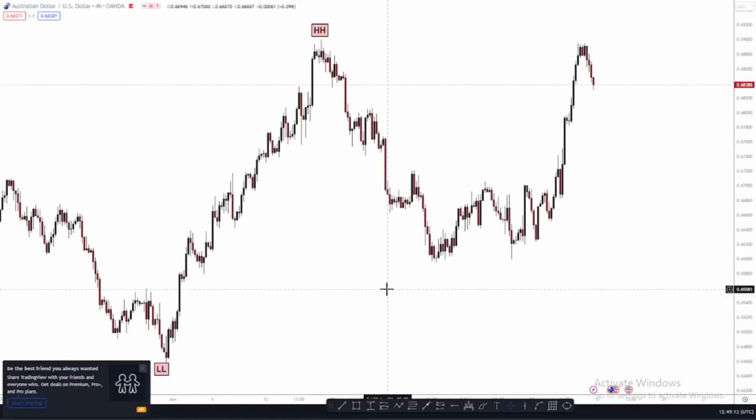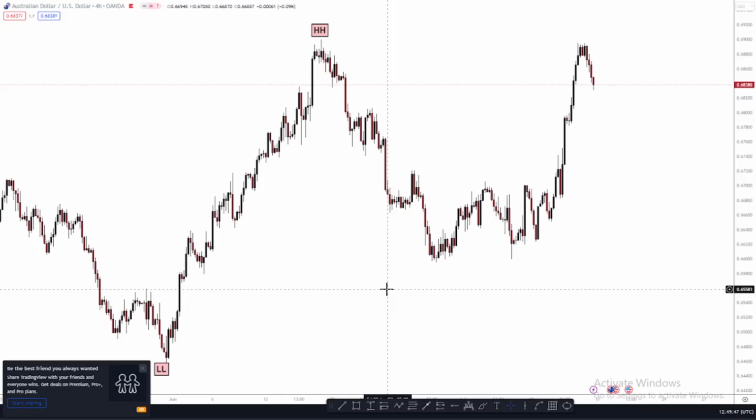Alright, so taking a look at AUD/USD, we're on the 4H time frame. Alright, so what do we need to do first? We first need to identify our trend. Like I've always said in all my videos, the first thing we need to do is to identify our trend. Remember, the trend is always your friend.